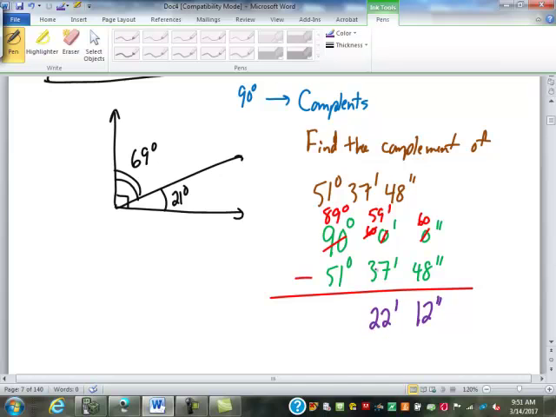22. And 51 minus, what did I put it? Or 89 minus 51, sorry. That's 38. Make sense?